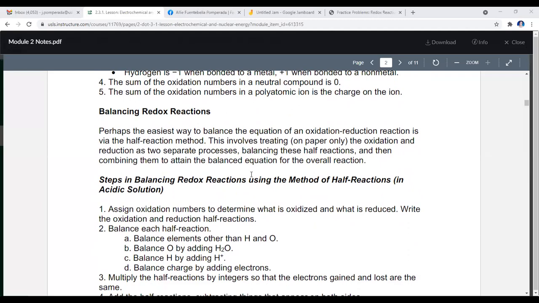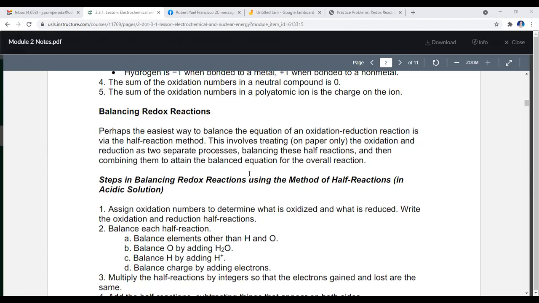Now we go to balancing redox reactions. Perhaps the easiest way to balance the equation of an oxidation-reduction reaction is to use the half-reaction method.